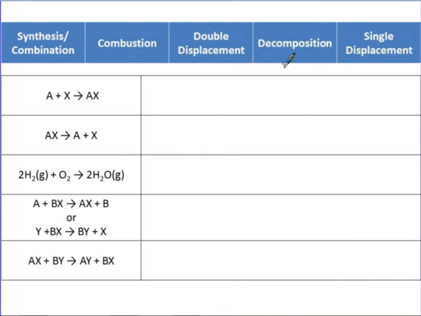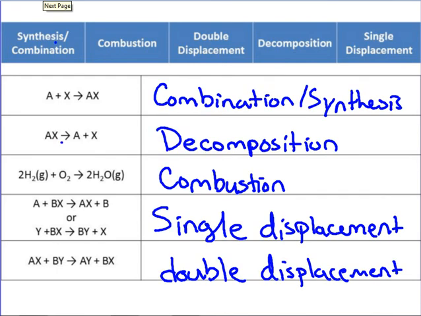Okay, so hopefully you've got an idea. The first reaction is a combination/synthesis reaction. The second one is a decomposition reaction. The third one, a combustion. The fourth one, single displacement. And the fifth one, double displacement. We're going to go through each one of these during the video. Take your notes, write down what you know about each one so you can get to the point of identifying each reaction as one of these types and also knowing what they mean.